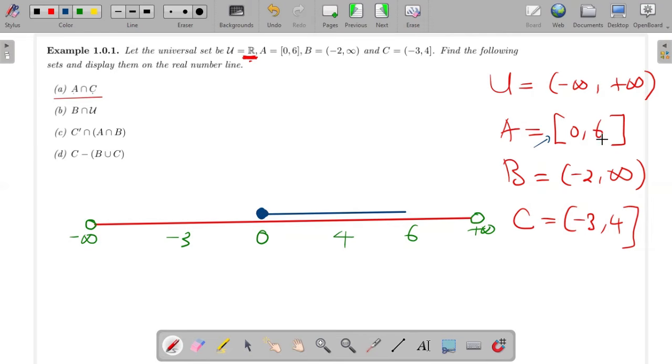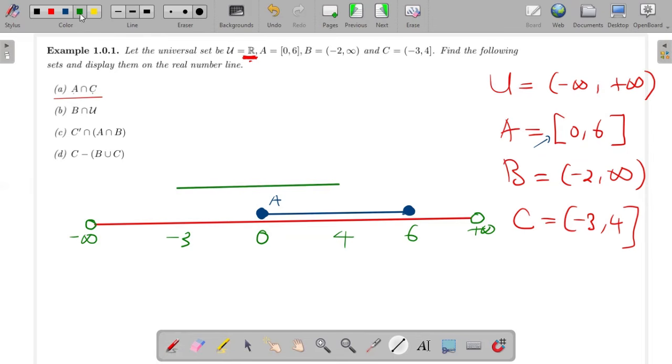Okay, is the 6 included? The answer is yes, because there's a square bracket again. So I'll shade here. So I'll indicate this part here as my set A. Then let's shade set C. So C, it's starting at minus 3 all the way to what? To 4. So I'll put it on top somewhere there.